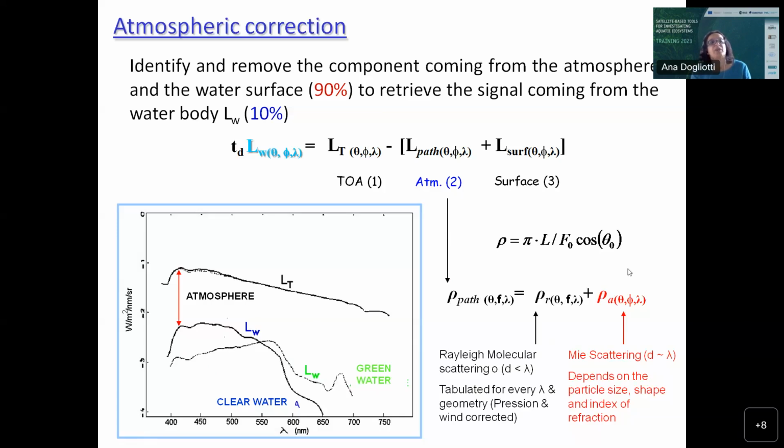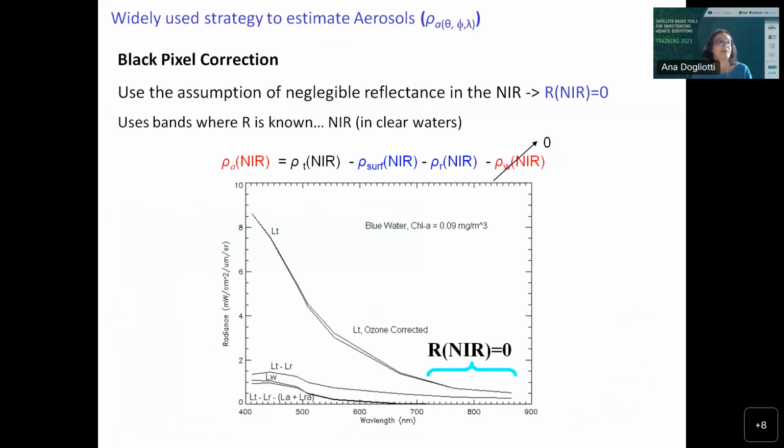What's coming from the atmosphere can also be divided into what comes from the molecular part of the scattering and the aerosols. But the important part is that the molecular scattering can be calculated, it's tabulated, and depends on wavelength and geometry. So that's the easy part. What I want to focus on here is that the most variable thing is the reflectance coming from the aerosols, which can vary in space, time, and size and type of aerosol. So basically the size of the particle.